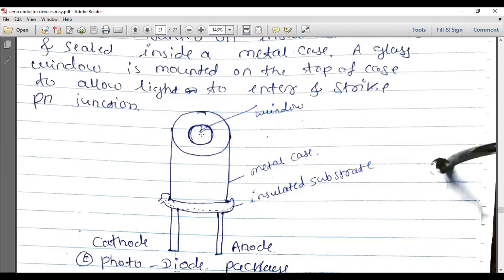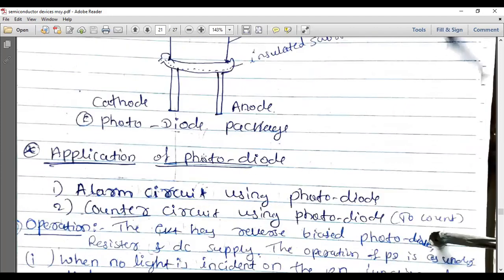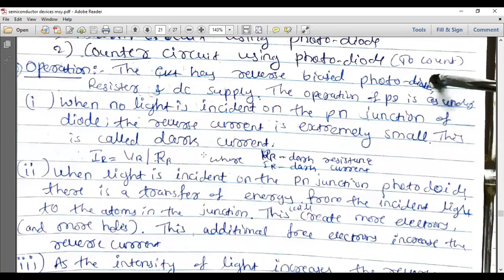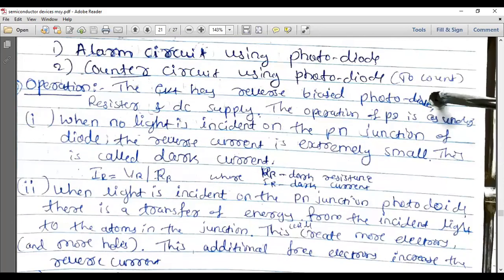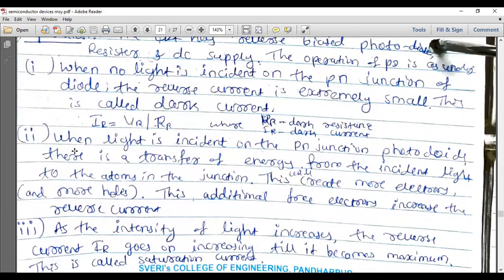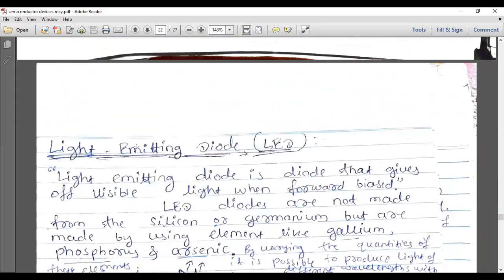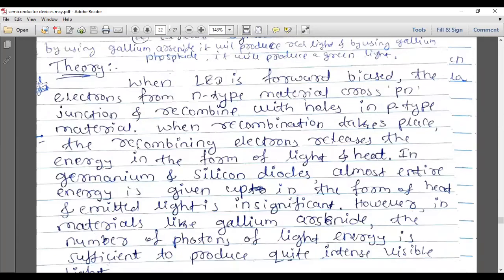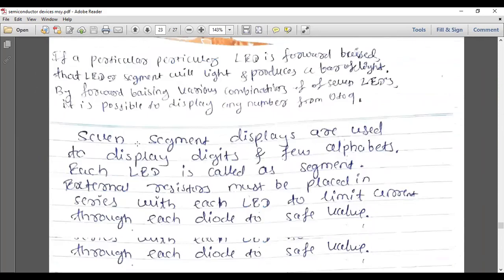From this window, the light will fall on the semiconductor here now. From this window, the light goes inside. So in the counter circuit and the alarm circuit we are going to use it. All the things I have written here now. LED displays we have used.